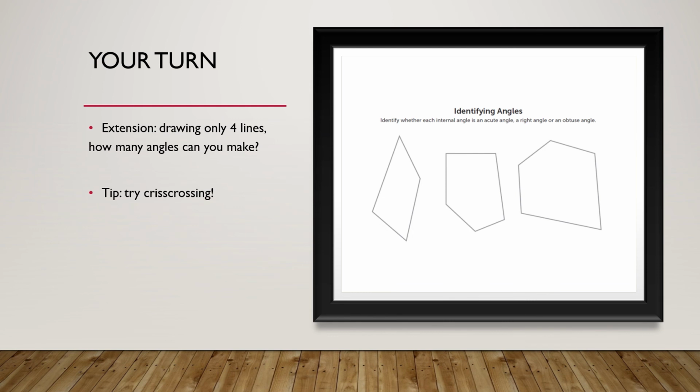Now, here it's your turn. I've got three irregular shapes here. I want you to identify whether each internal angle is acute, a right angle, or an obtuse angle. And then as an extension, I'd like you to draw only four lines and see how many angles you can make. My tip here is to do lots of crisscrossing, lots of X shapes, because that will give you more angles. See what the most angles you can get is. Good luck, and let me know how you get on.